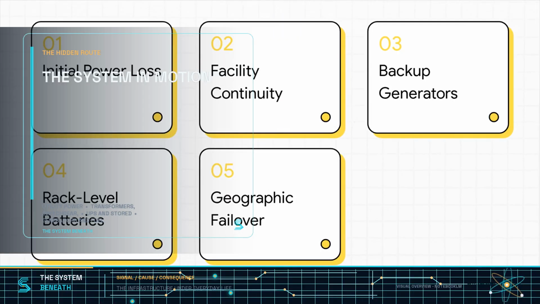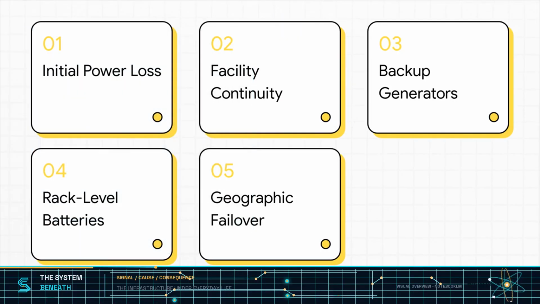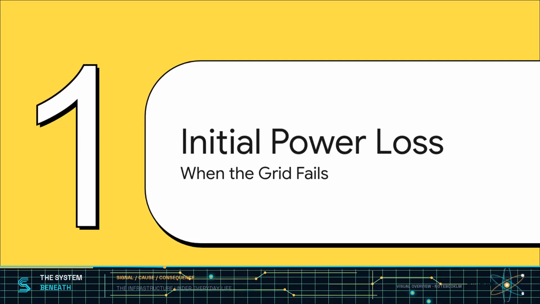Here's our roadmap for today. We'll be hitting 5 sections. 1. The initial power loss. 2. Facility power continuity. 3. Backup generators and constraints. 4. Rack-level battery defenses. And 5. Geographic service failover. All right, section 1, the initial power loss.